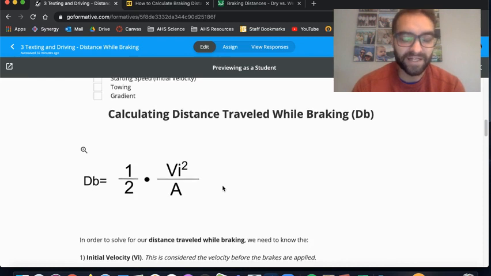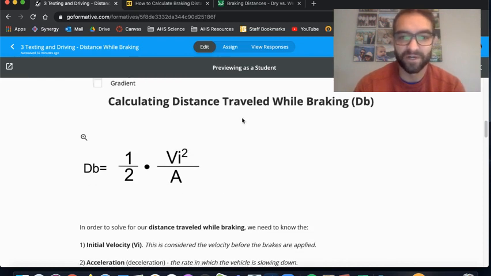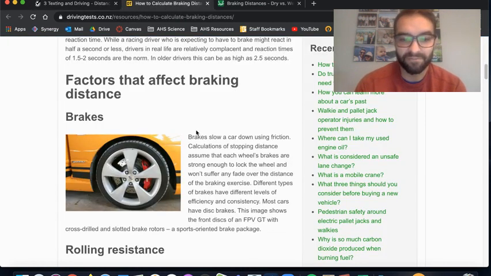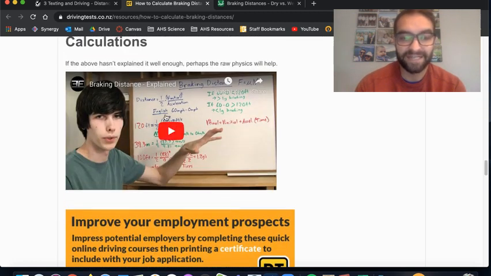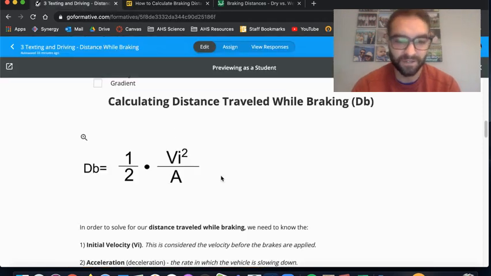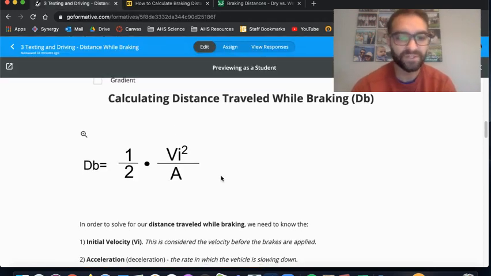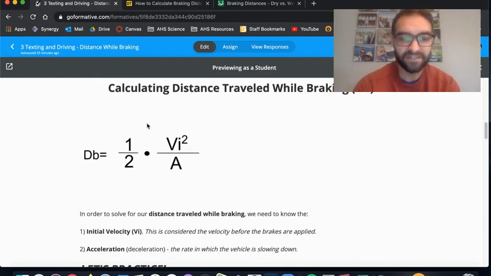Now we're going to practice calculating the distance traveled while braking. Briefly, this is actually in the video here. You can see the same distance equals half times initial velocity squared divided by acceleration. It's the same equation, and this guy goes through to explain it. And I'll go through some practice problems as well. So this is the equation.